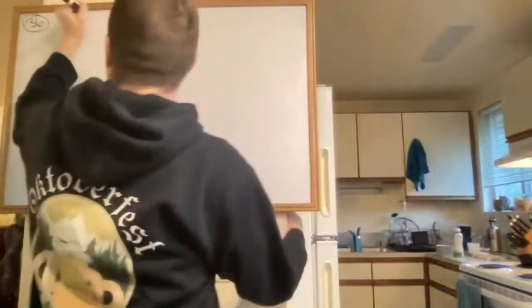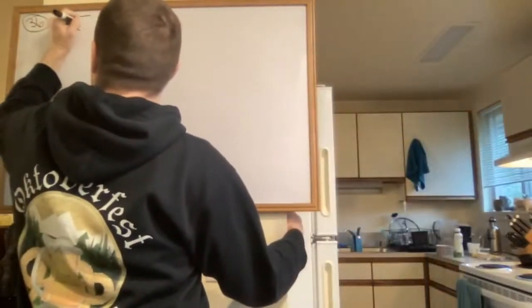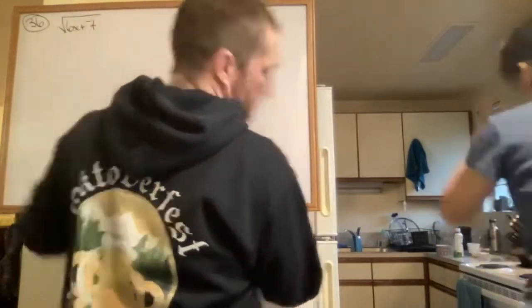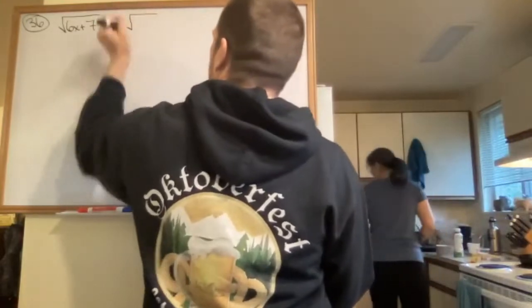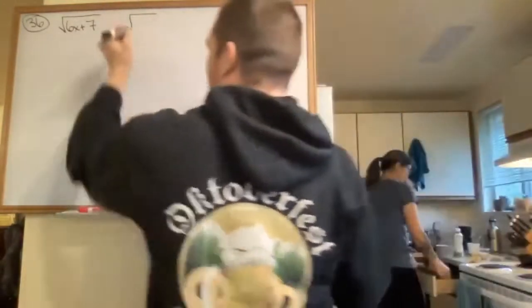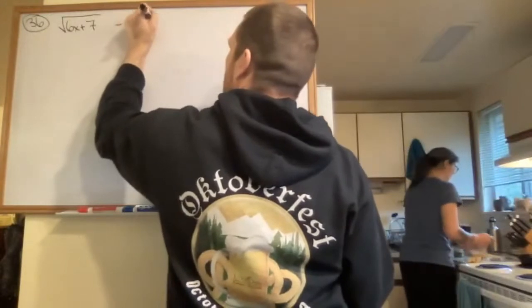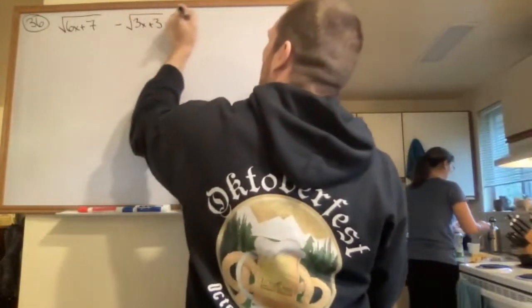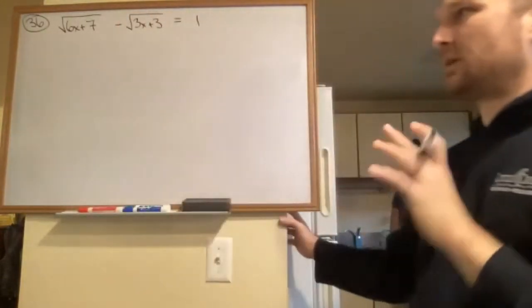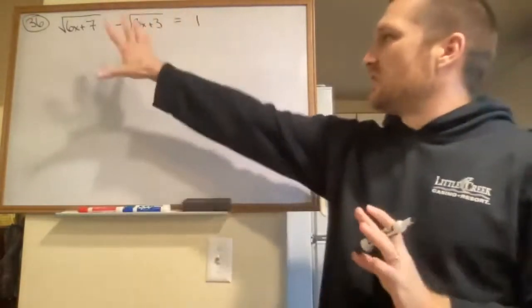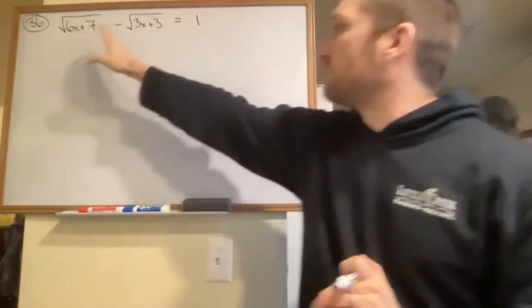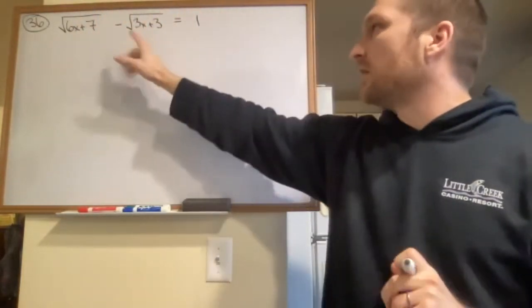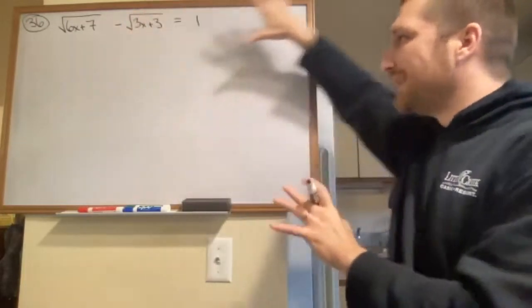So we have, this is number 36. This is the square root of 6x plus 7 minus the square root of 3x plus 3 is equal to 1. Okay, again, we have this situation where we have two groups of roots, and it will be easier to go ahead and split them up.